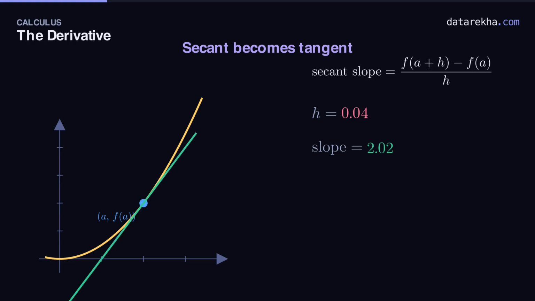And look at the numbers. As h collapses towards 0, the difference quotient settles on a single value. Here, exactly 2. That limiting slope is the slope of the tangent, and that number is the derivative of f at a.